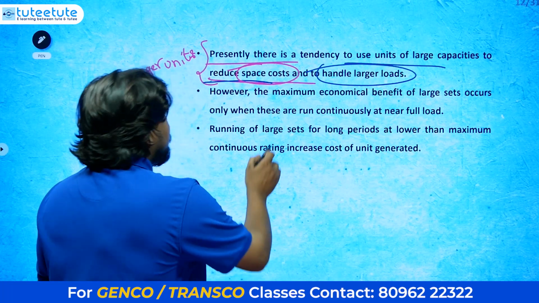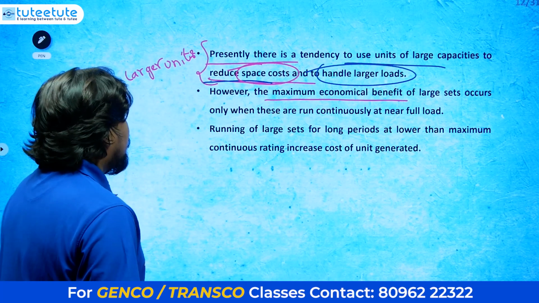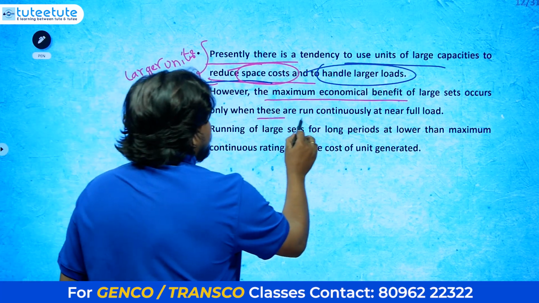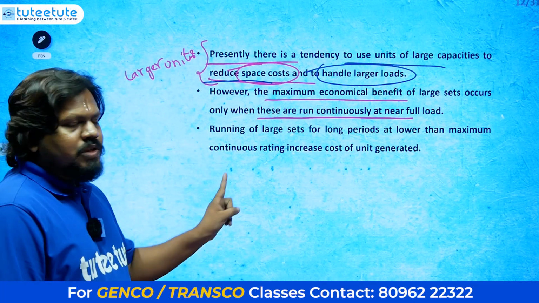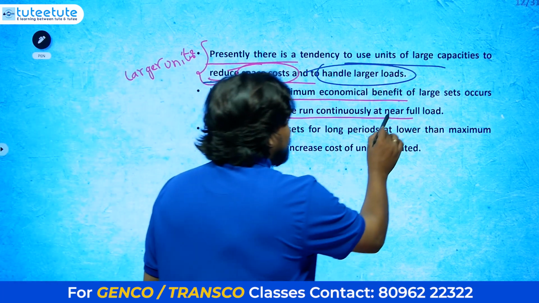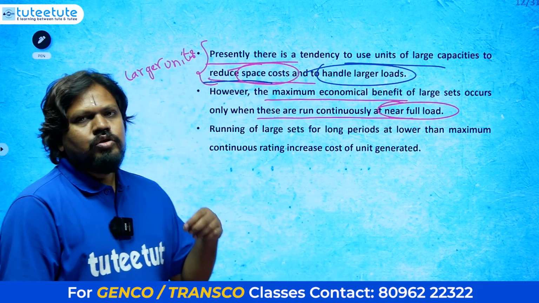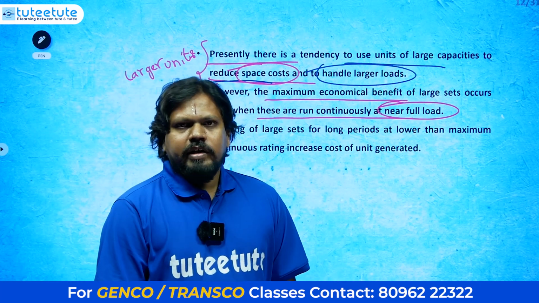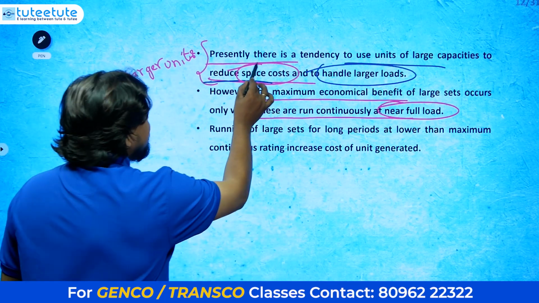However, the maximum economical benefit of large sets occurs only when these are run continuously at near full load. This new power plant has to work near the full load, because losses are less, so mostly efficiency will be higher. As we have discussed that already. And the space cost.